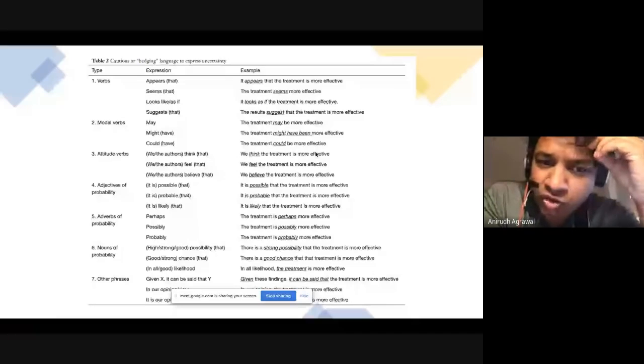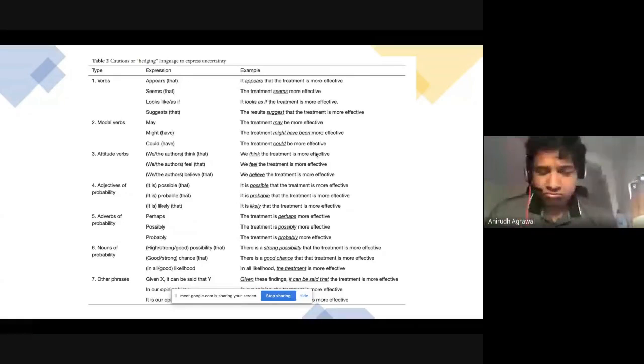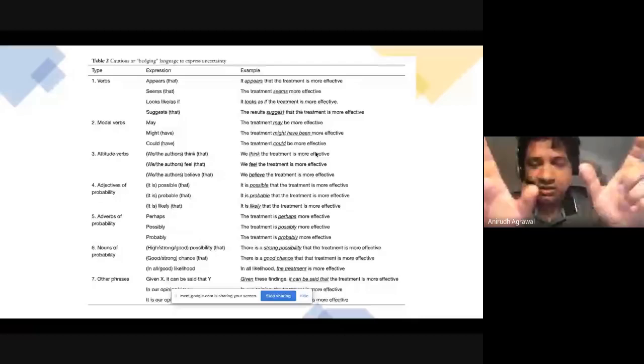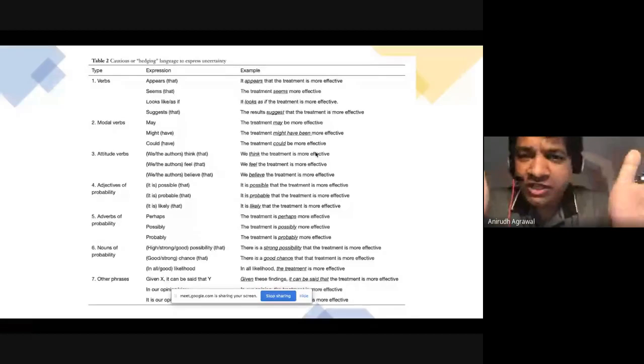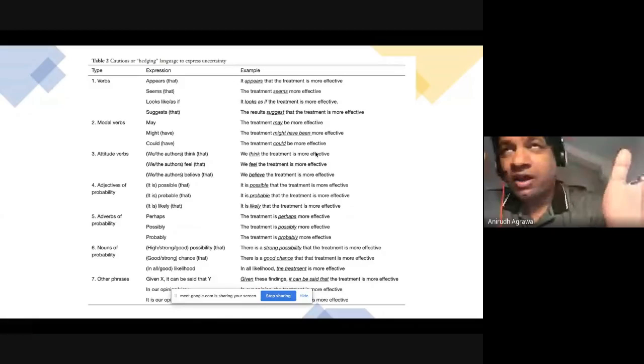Nouns of probability: high, strong, good, possibility, good chance. There's a good chance that the treatment is more effective. Again, I strongly believe that A will have a better result than C. This is one way of saying I strongly believe. So the normative statement would be, I strongly believe that A is better than B.